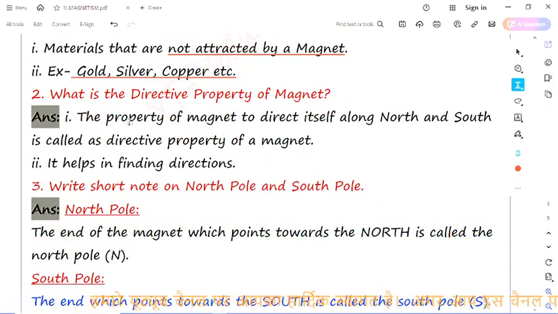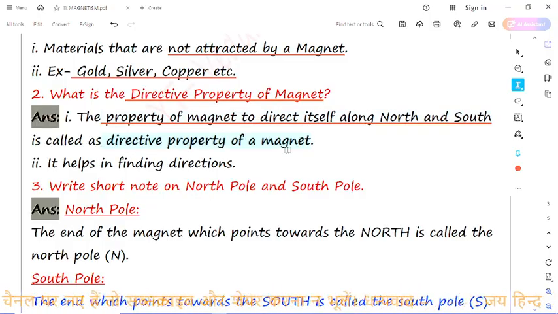Now the next question is, what is the directive property of a magnet? The property of a magnet to direct itself along the north-south direction is called the directive property of a magnet. It helps in finding direction.